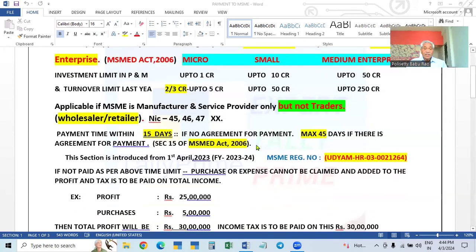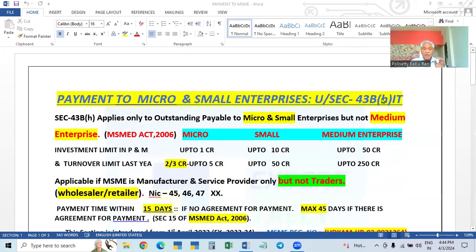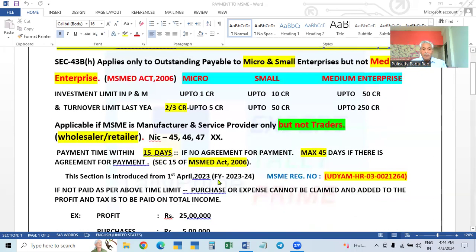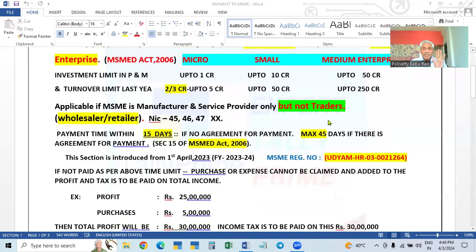Okay, and this section was introduced by the government in the Finance Act 2023. That means from 1st April 23, this rule is applicable. So from 1st April 23, the financial year will be 23-24, which has already finished by March. It is effective from the 23-24 financial year, and the first financial year after the introduction of this is 23-24.